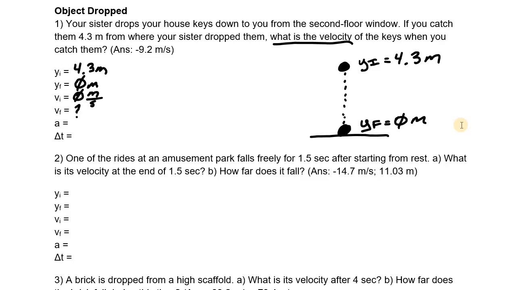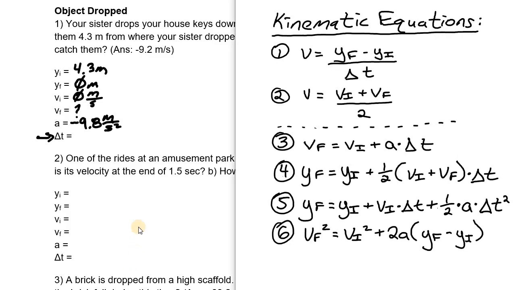What is the acceleration of the object? Once again, for objects that are in free fall, it is going to be a negative 9.8 meters per second squared. That's acceleration due to gravity. And are we given anything about time? No, right? So we're going to treat this just like we treated the previous problems. We're going to say, what do I not care about? Time.